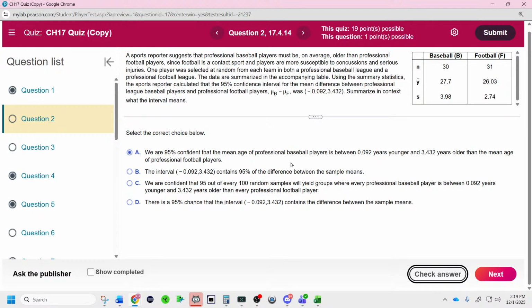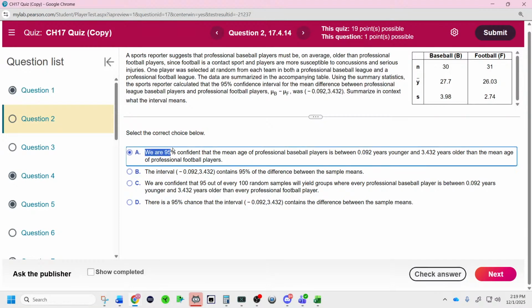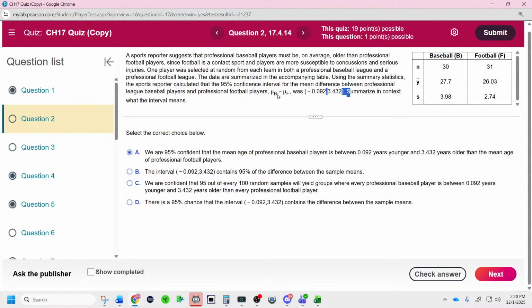So just think about our interpretations. It sounds a lot like I am 95% confident that the true difference in mean age of baseball players is contained in the interval. And then it could be anywhere from football players being up to 0.092 older to baseball players being 3.43 higher. Because remember, the positive number goes with the first one, and the negative goes with the second one.